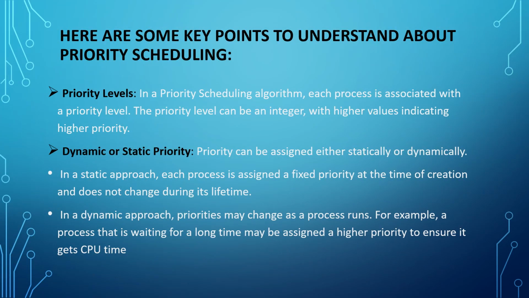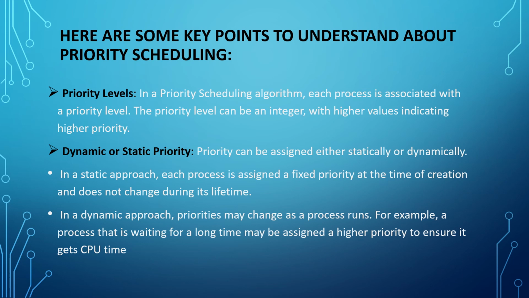Here are some key points to understand about priority scheduling. Priority levels. In a priority scheduling algorithm, each process is associated with a priority level. The priority level can be an integer with higher values indicating higher priority. So, this integer value represents the priority level of the given process that should be allocated to the CPU. In that way, we can allocate the process to the CPU by checking the priority level of the process.